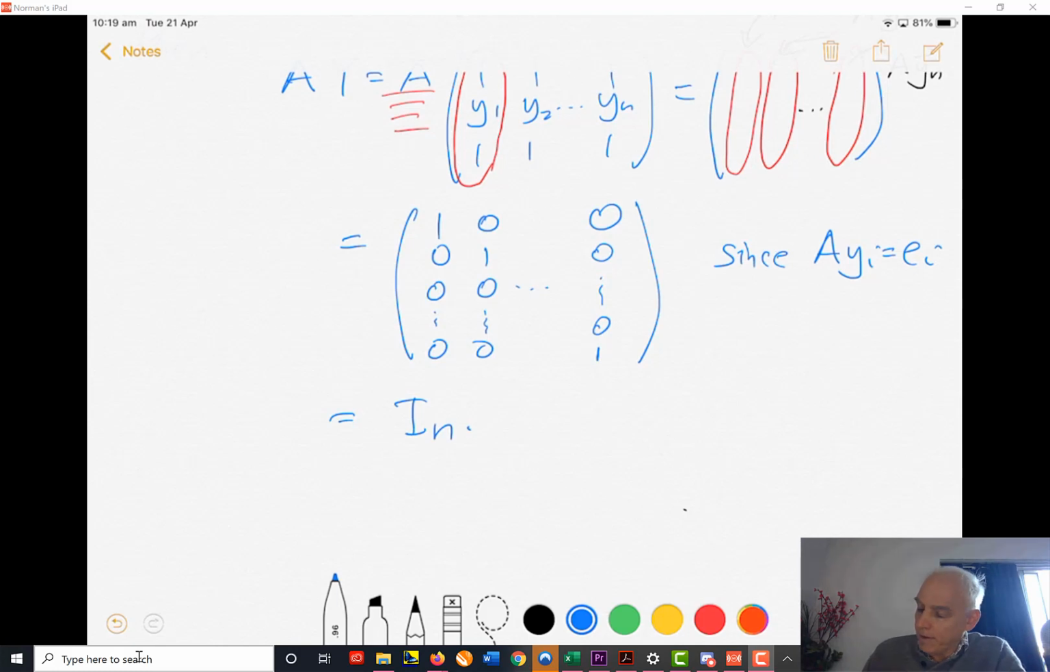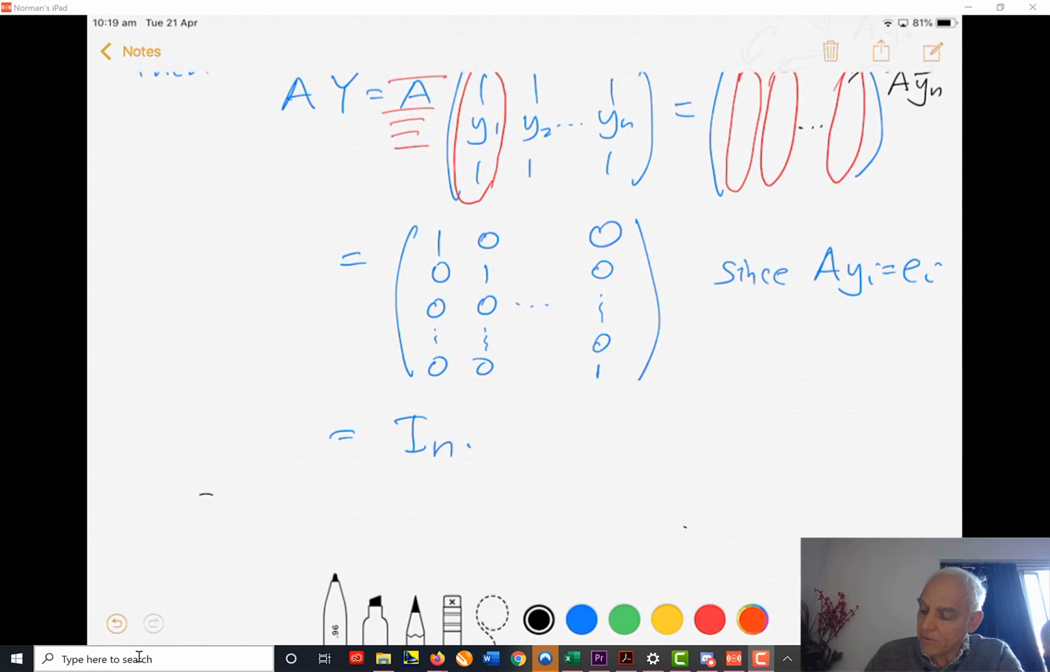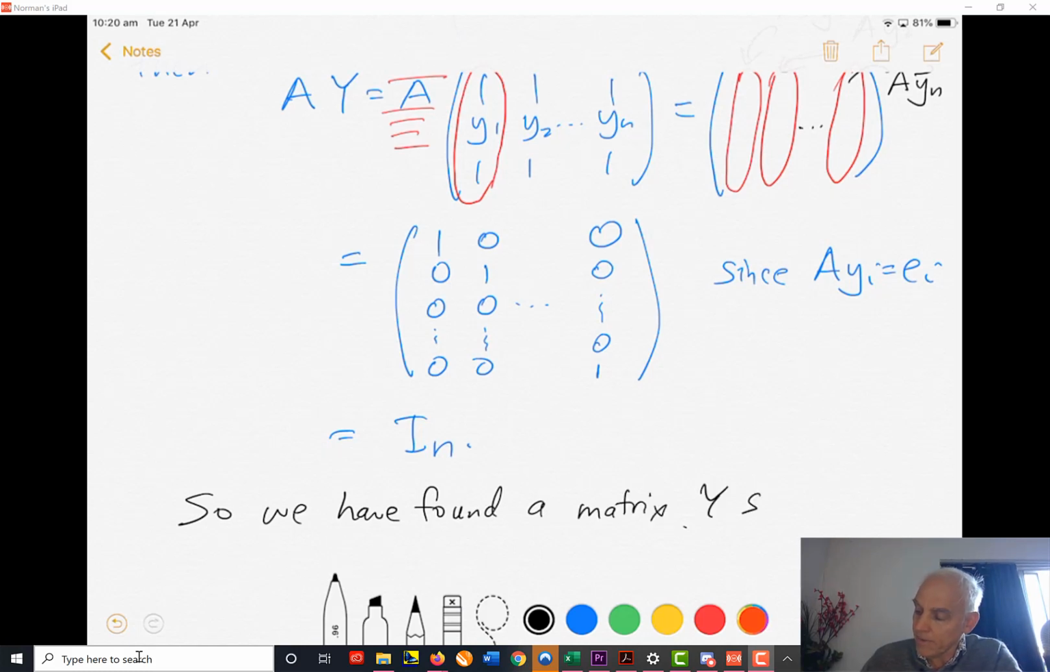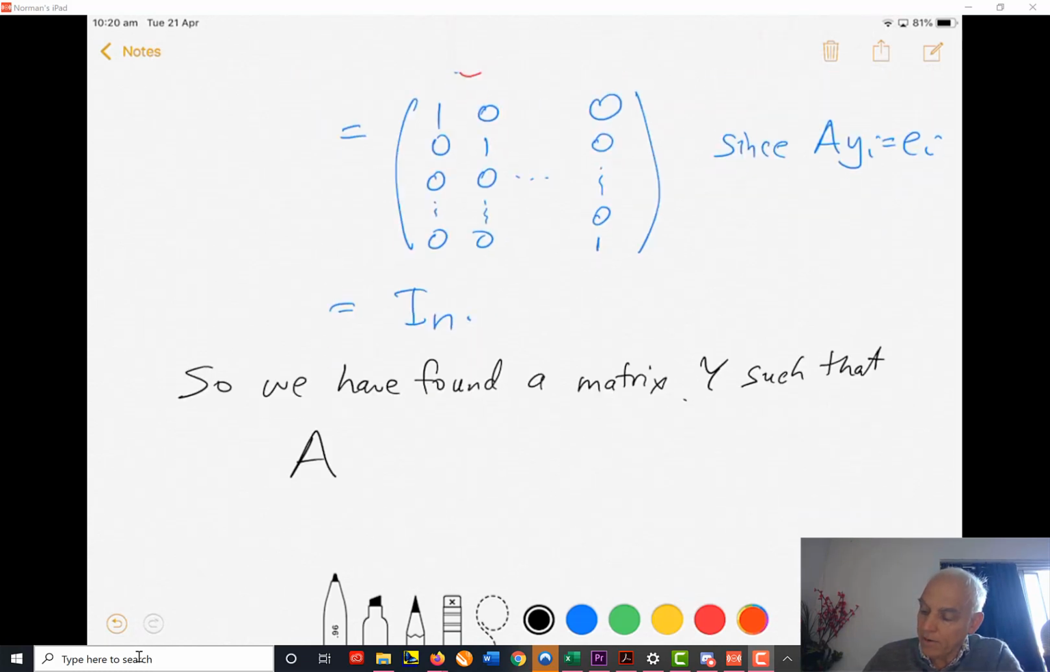Conclusion. So we have found a matrix Y such that A times Y equals the n by n identity matrix. Great. Does that mean that A is invertible?